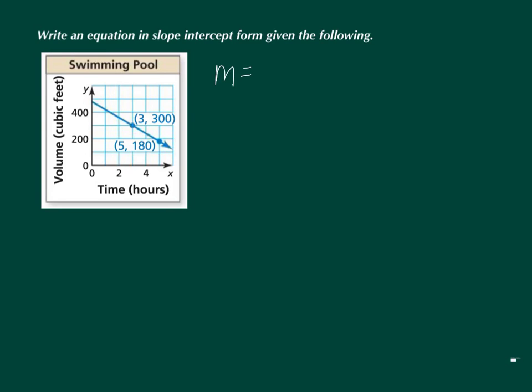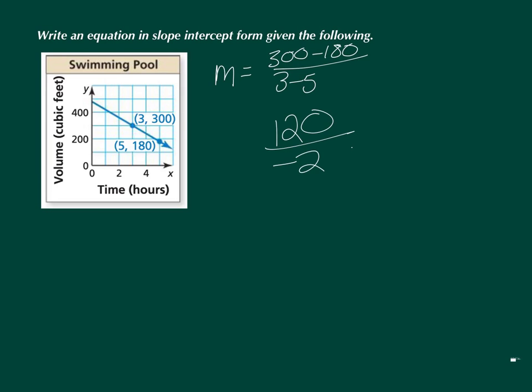So first of all, I'm going to use my slope formula to find my slope. I need to take the y's and subtract them over the x's. So I'm going to say 300 minus 180 over 3 minus 5. And when we do that, we get 120 over negative 2, and we can reduce that down to negative 60.